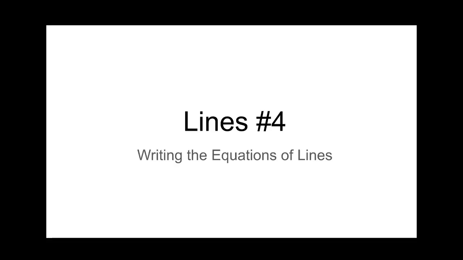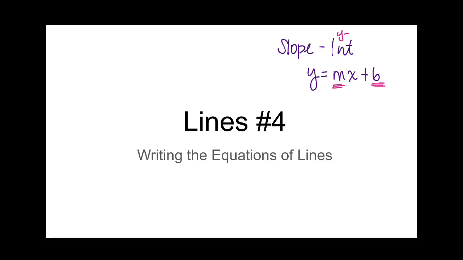Okay, so now we're going to learn about how to write the equations of lines if you're given certain information. So you know that this is slope-intercept form. Slope-intercept form is y equals mx plus b, and m is the slope and b is the y-intercept. So it's called slope-intercept form, but it only has the y-intercept involved in it.